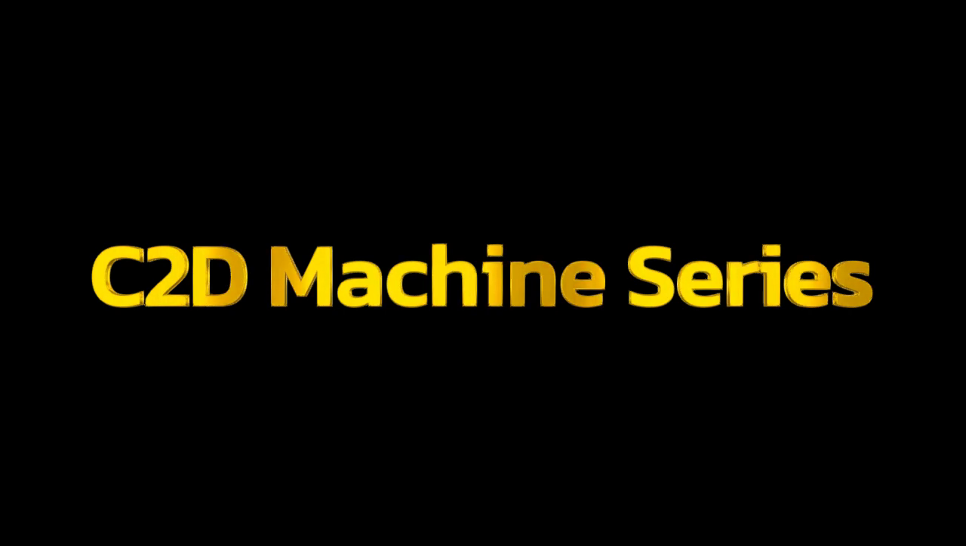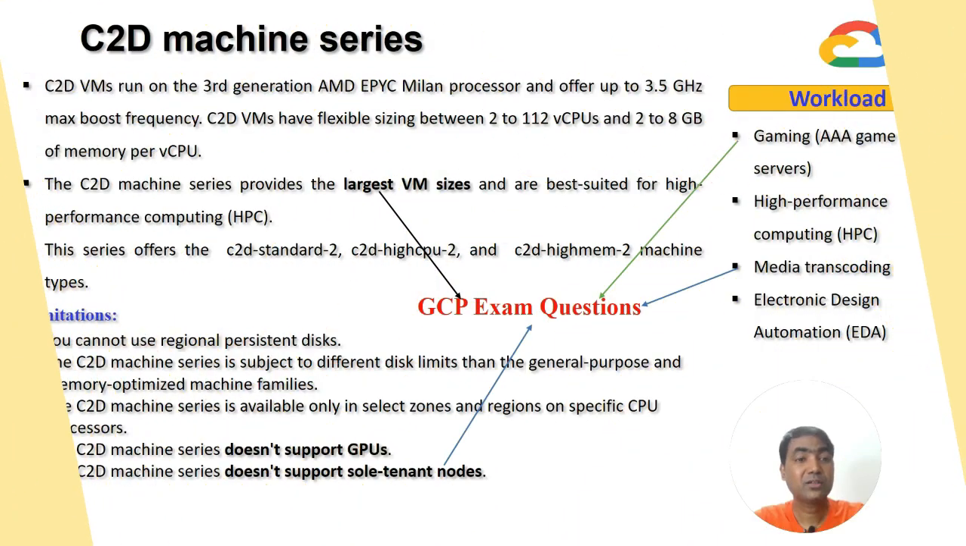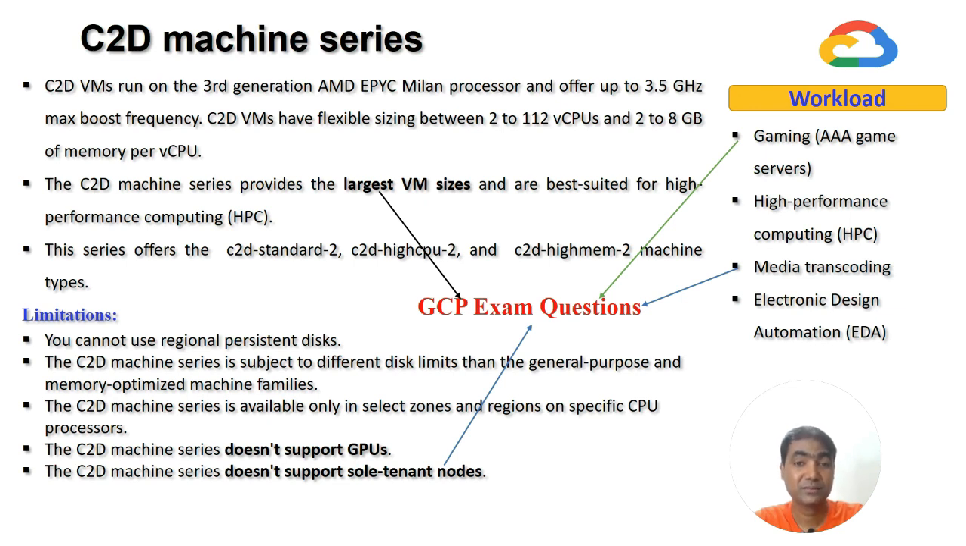C2D VMs run on the 3rd generation AMD EPYC Milan processor and offer up to 3.5 GHz max boost frequency. The C2D machine series provides the largest VM sizes and is best suited for high performance computing, HPC. This series offers C2D standard, C2D high CPU and C2D high mem machine types.